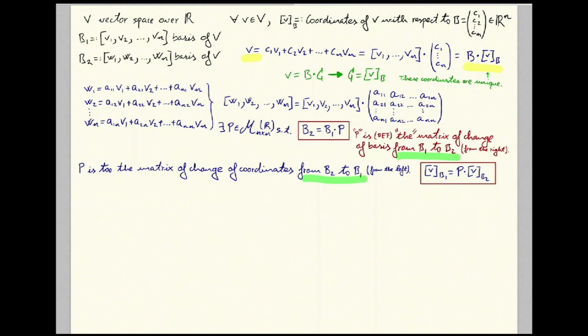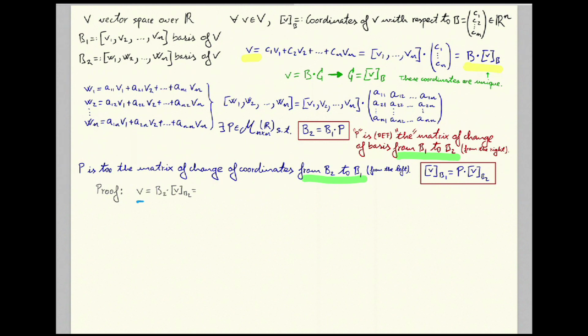Well, that's another interesting difference. When you change the base, the P multiplies from the right. When you change the coordinates, the P multiplies from the left. Now, let's prove that this is true. It's going to be very easy.